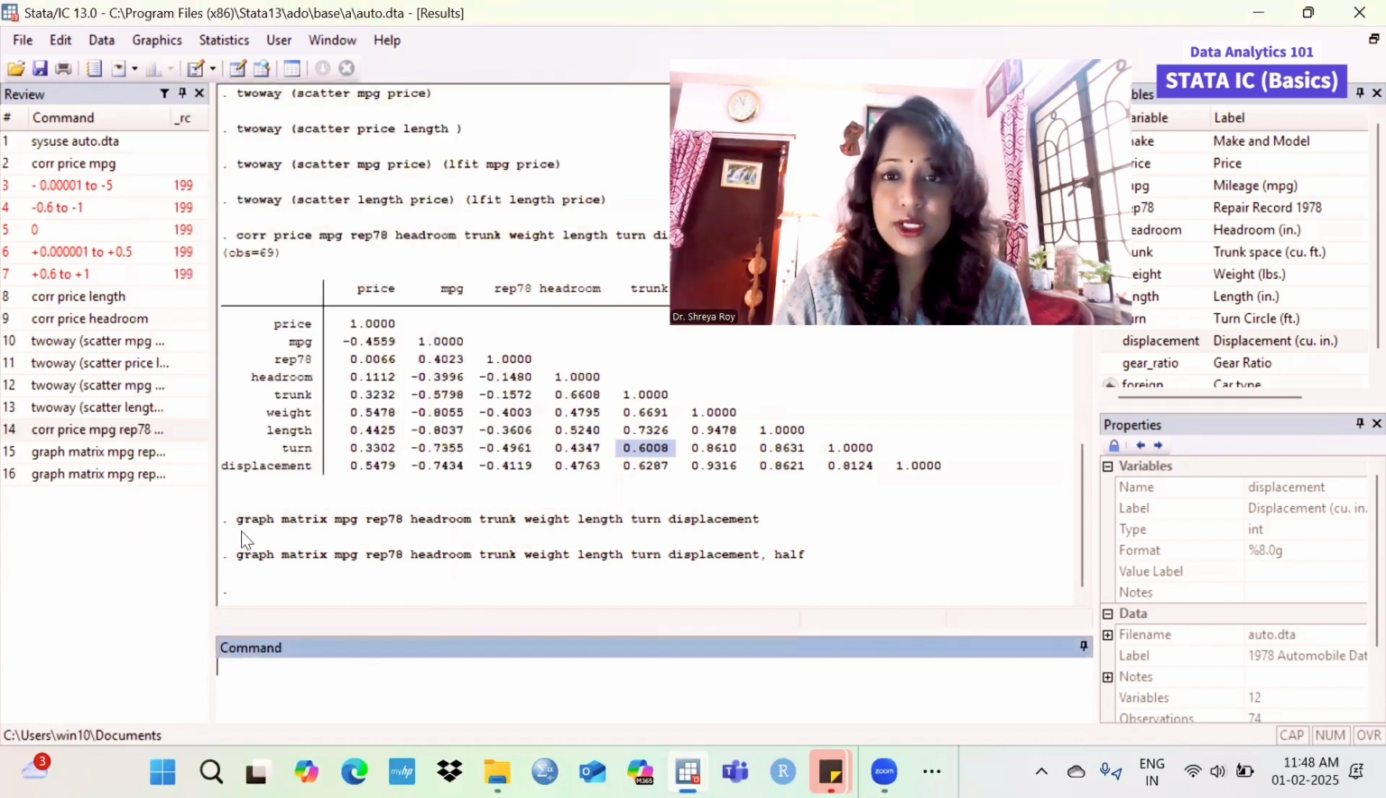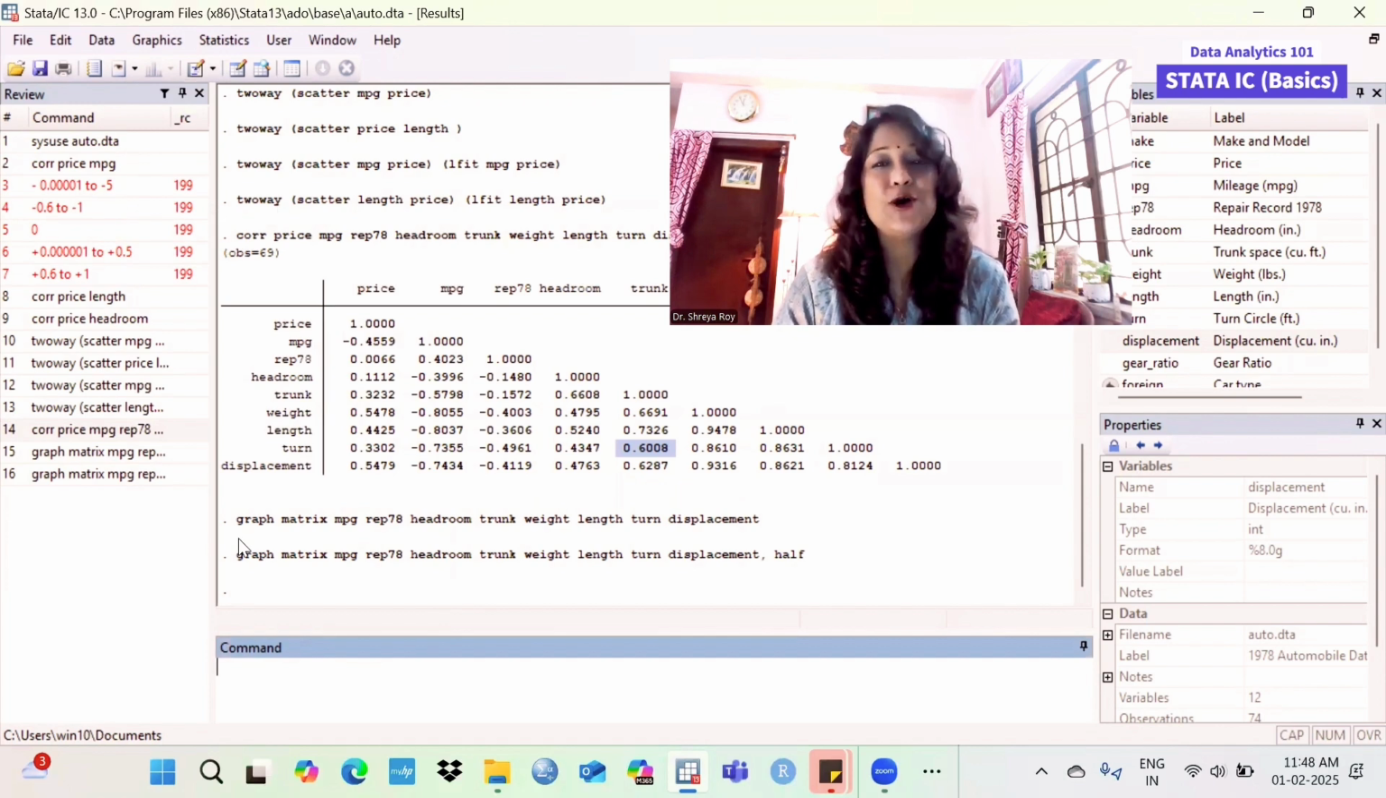So what did we learn? We learned about correlation. We learned to interpret the correlation results. We learned how to plot a normal scatter plot. We learned how to do a fit scatter plot. We learned how to do an overall correlation analysis. We learned how to do a scatter matrix.